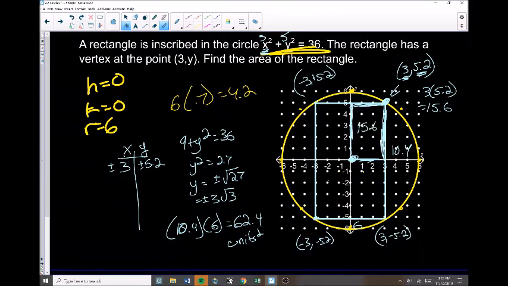Well, there's 4 of those rectangles. There's one here. There's 2, 3, 4. So if we do 15.6 times 4, we're also going to get out 62.4 square units. The symmetry of the circle makes this calculation fairly simple. You find a point here, you bounce it over to here, and here, and here. Last one.